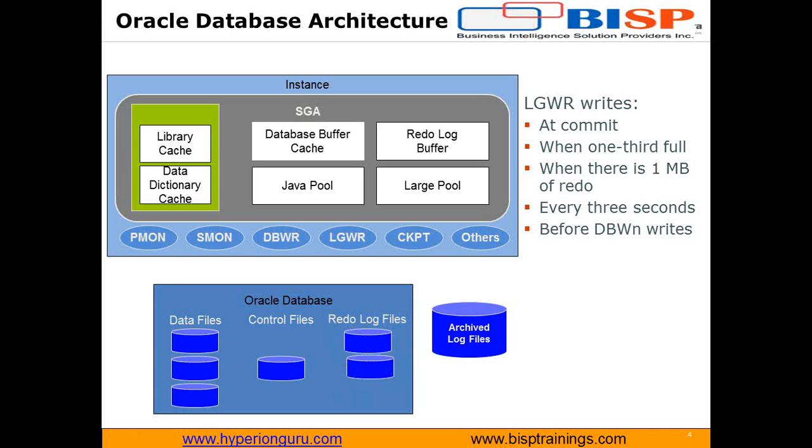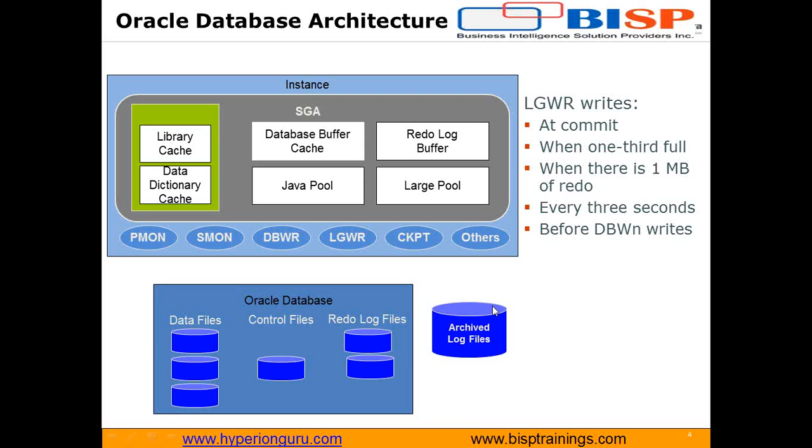Now from redo log files, archive log files get generated. Archive log file is the backup of your redo log file. So whatever changes you are making to the database are stored in your redo logs, and in turn the backup of the redo log file is generated as archive log files.